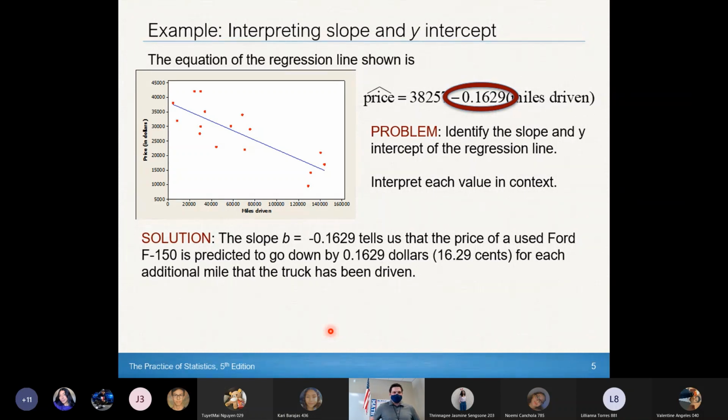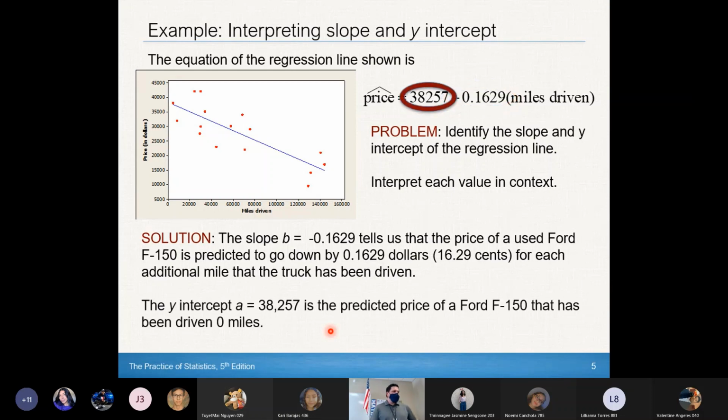We have a negative association. The y-intercept, a equals 38,257, is the predicted price of a Ford F-150 that has been driven 0 miles. So again, the parts of this behave exactly as we would expect them to in a normal linear equation. They're not doing anything different.